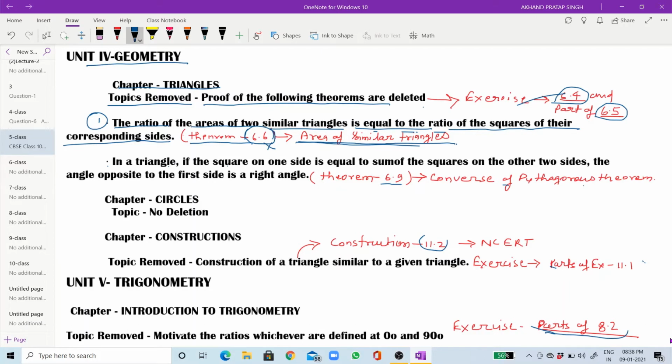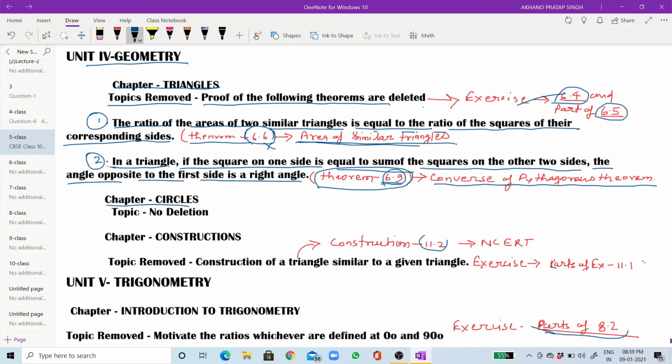So mark it. Take your NCERT book and mark all these things which I discuss in my video. And the next one is, in a triangle, if the square of one side is equal to the sum of the squares on the other two sides, the angle opposite to the first side is a right angle. In simple manner, we can say the converse of the Pythagoras theorem. If we look at NCERT, it is theorem number 6.9. So it will be removed from your syllabus.